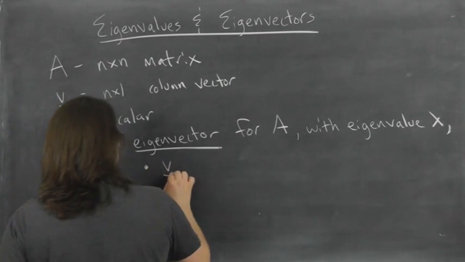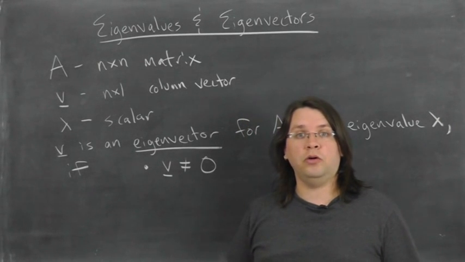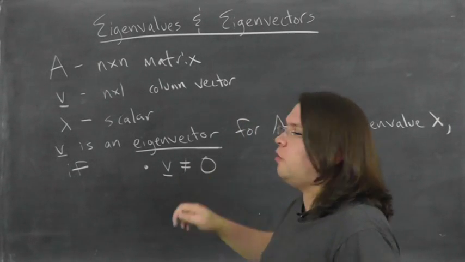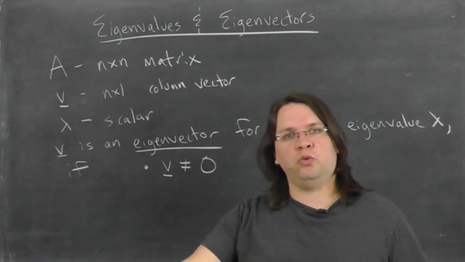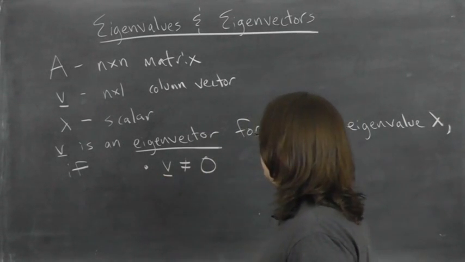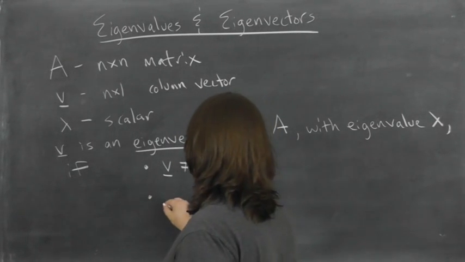First of all, I need V not to be 0. So if V is the 0 vector, then everything kind of works in a really boring way. So we just rule that out immediately. So V is not the 0 vector. And then we have the following equation.